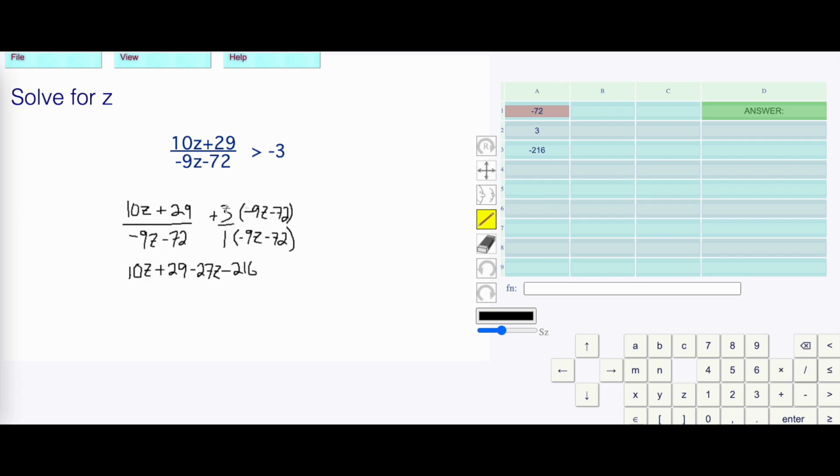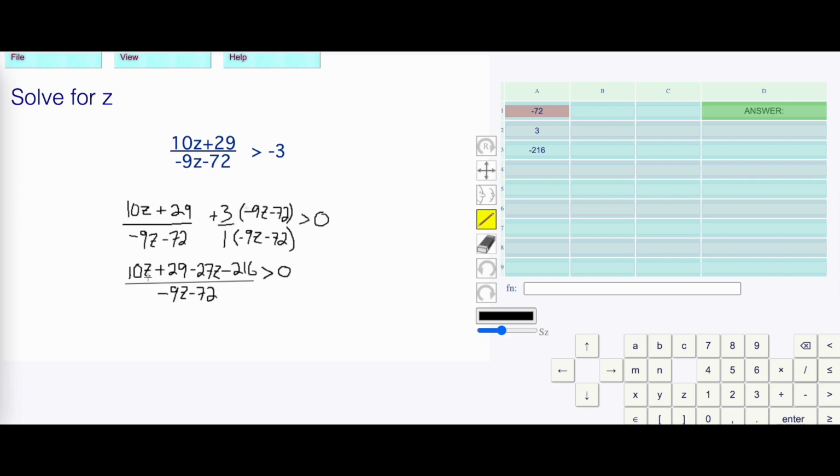If you're doing that mentally, it is 3 times 70. 3 times 7 is 21, so 3 times 70 is 210. 3 times 2 is 6. Add them together, 216. And that's all over the common denominator, negative 9z minus 72, and this is greater than 0.